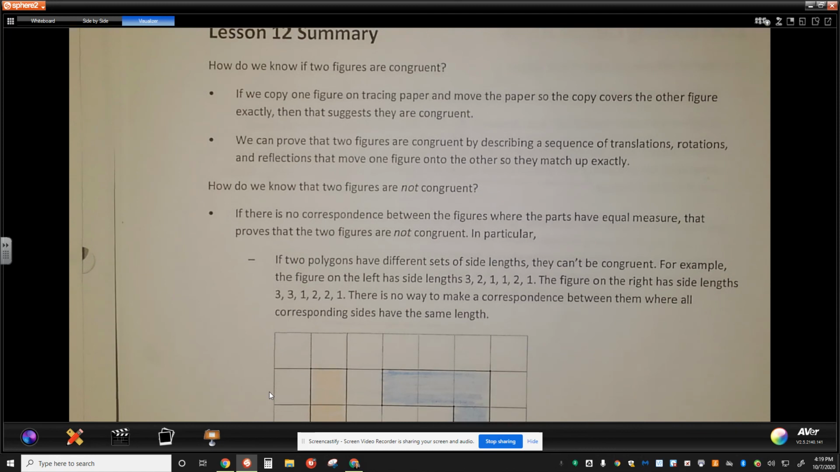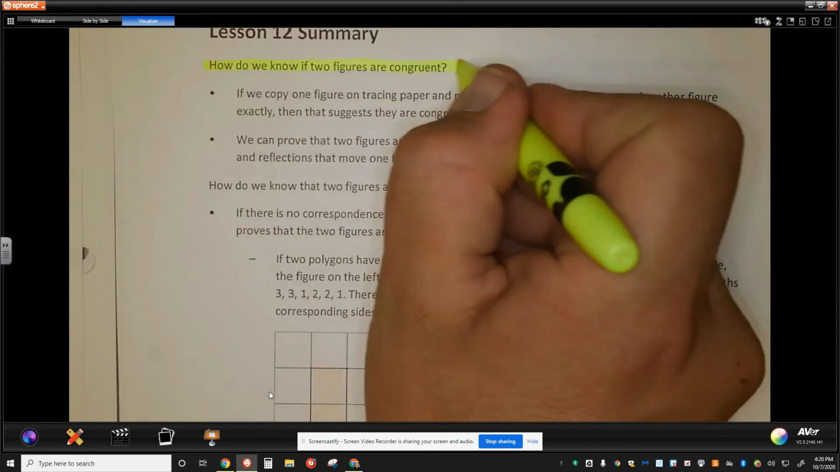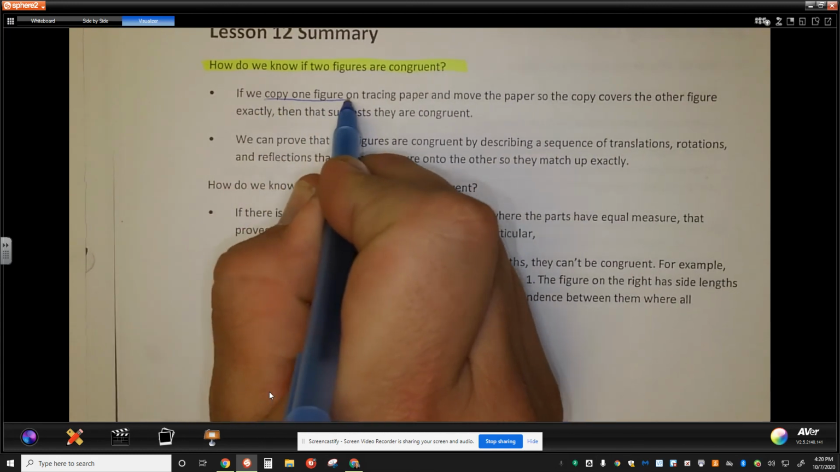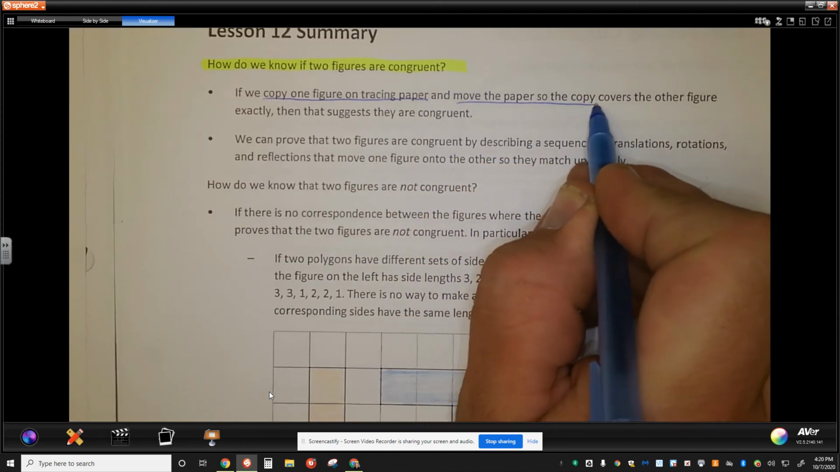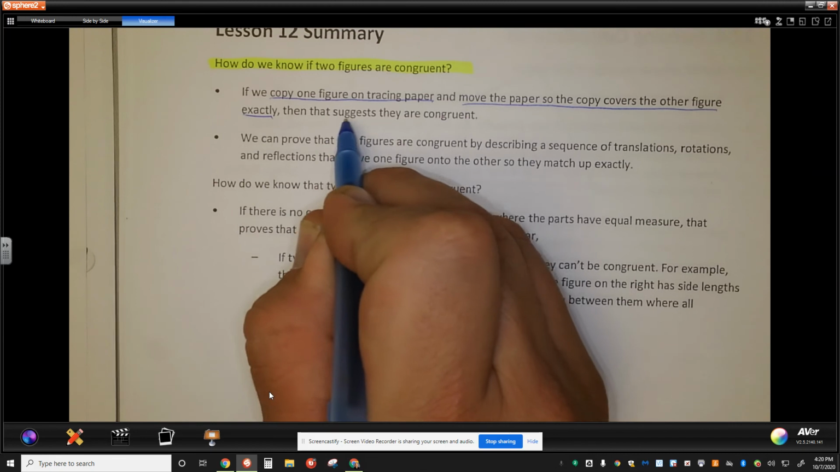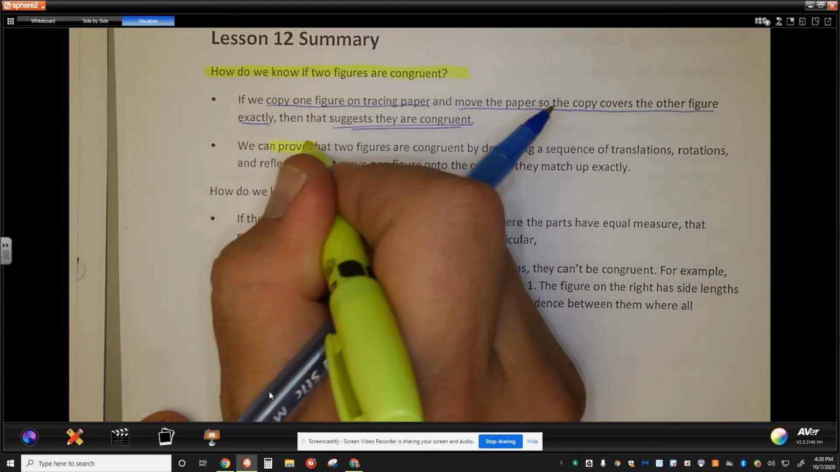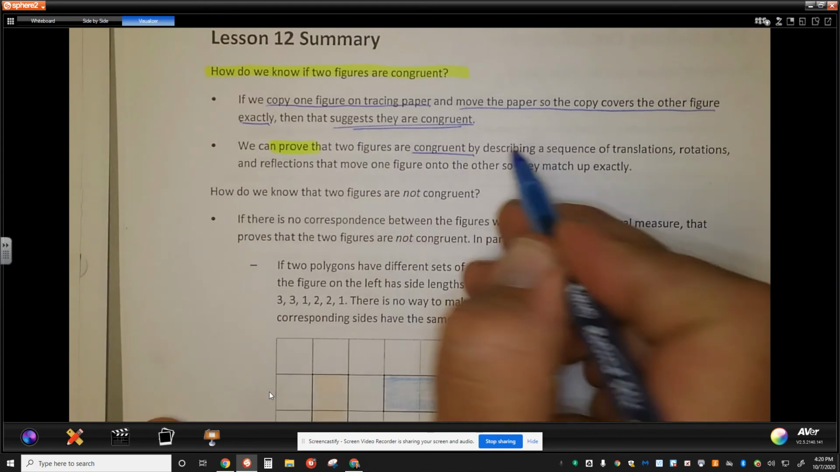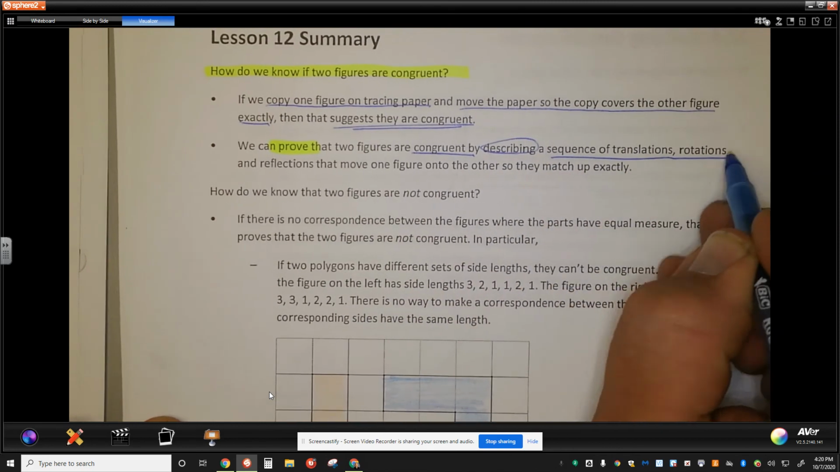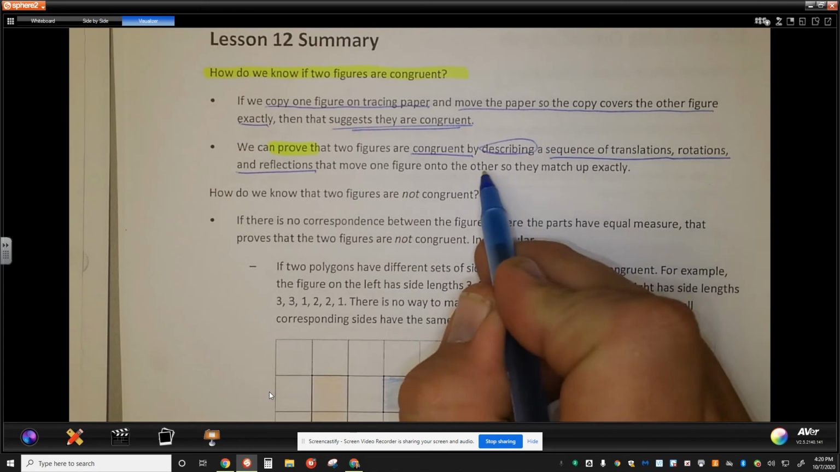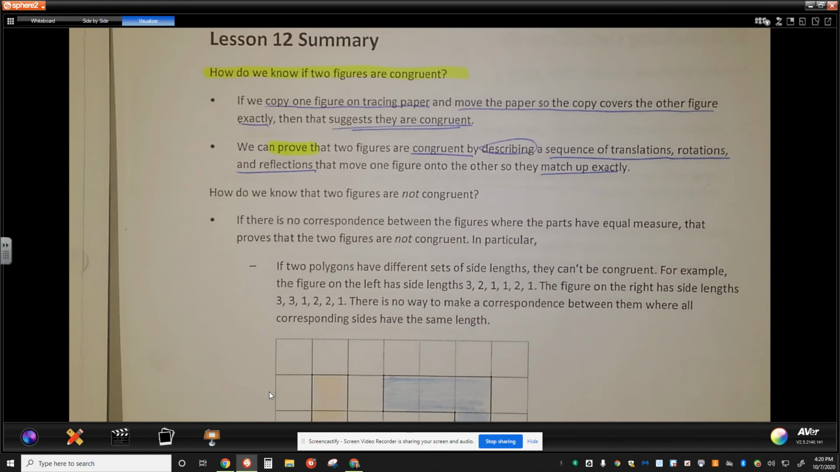The first thing that I would like to look at is how do we know if two figures are congruent? Well, if we copy one figure onto tracing paper and then move the paper to the copy so that it covers the other figure exactly, then we suggest that there's congruence. Like it says, that's just a suggestion. To give solid evidence, we can prove, and that's a big difference, that two figures are congruent by describing a sequence of rigid transformations. The key thing is that the rigid transformation has to prove that they line up or match exactly.